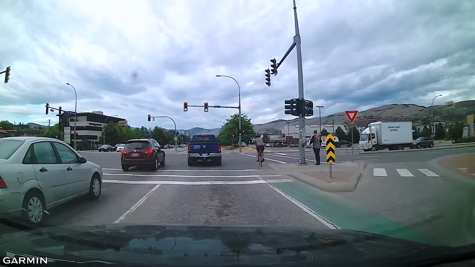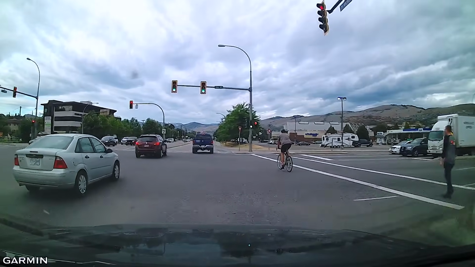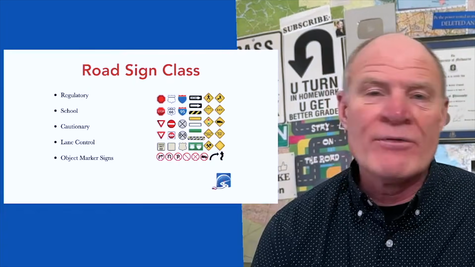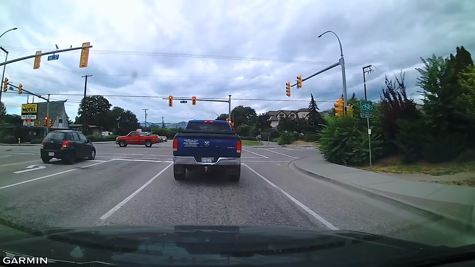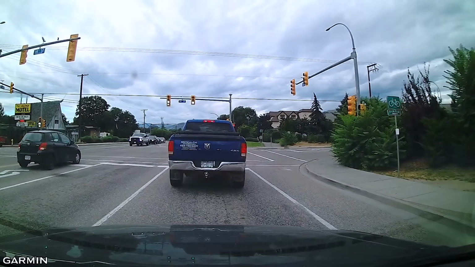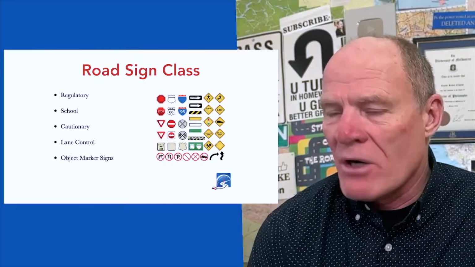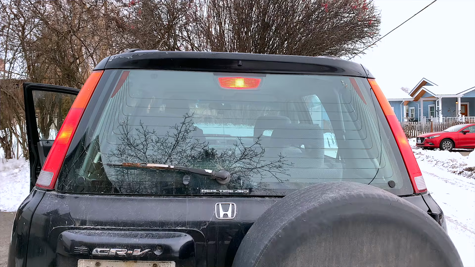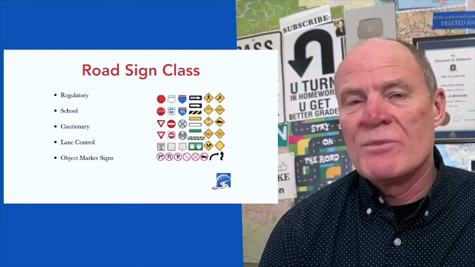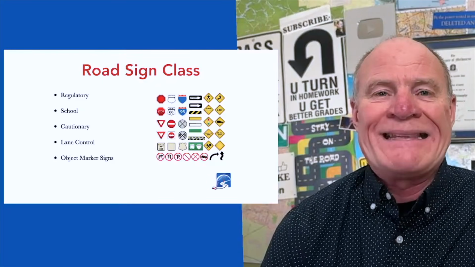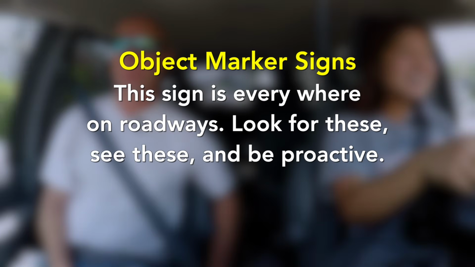School signs, there are signs that are under the classification of school signs. However, these are the least consistent of the traffic signs. Cautionary signs, lane control signs, and object marker signs are a subcategory of cautionary signs. But I always point this out in terms of signs on the roadway. These are the most prolific signs. In other words, the most number of signs.